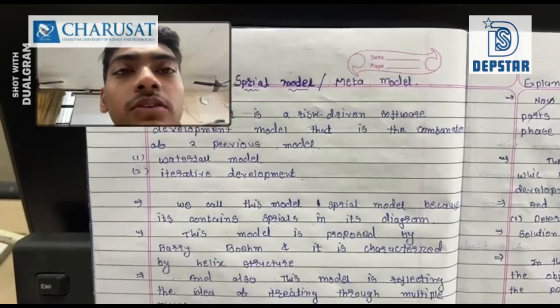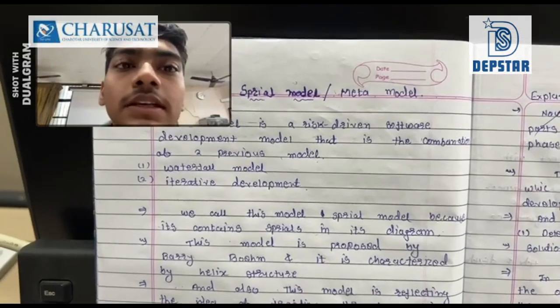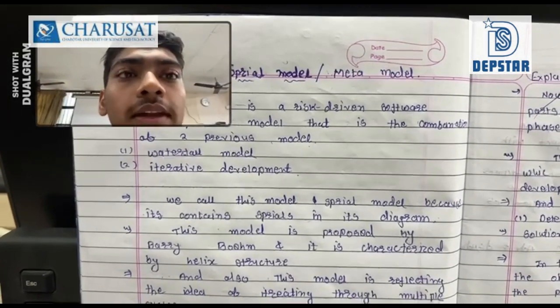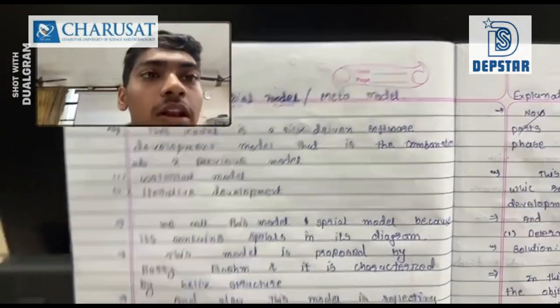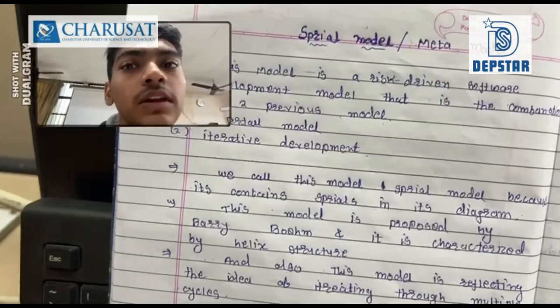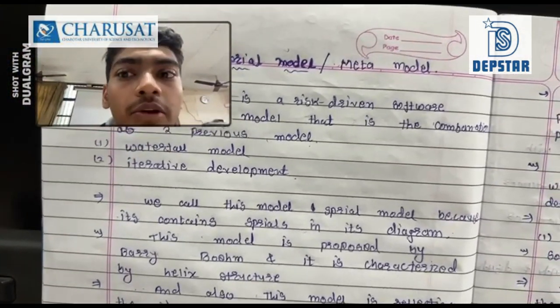Hello, my name is Kunsha and my ID is 22DCE111, and I'm going to elaborate on the spiral model, which is basically called the meta model. Why are we going to call this the meta model? It will be elaborated in future.